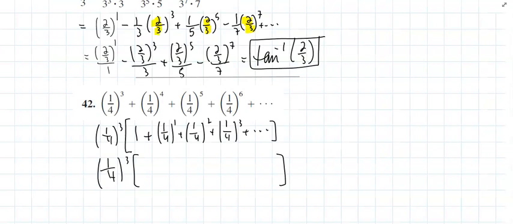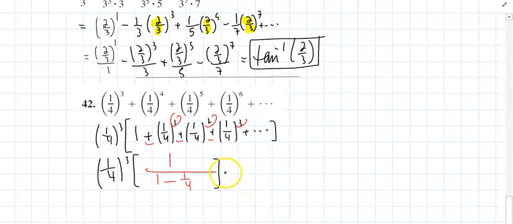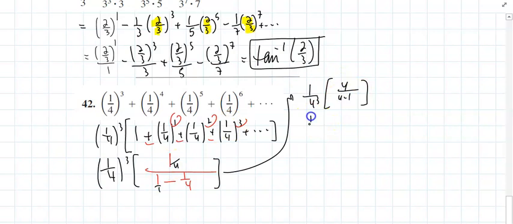So 1 plus x plus x squared plus x cubed, isn't that 1 over 1 minus x? And what's x? Isn't that 1/4? Not a fun problem. Well, somewhat, I guess. It depends who you ask. That is 1 over 4 to the third times, and what is that? Isn't that 4 over 4 minus 1? So that's 1 over 4 cubed times 4 thirds. That is 1 over 4 squared times 1/3. 16 times 3, 1 over 48.